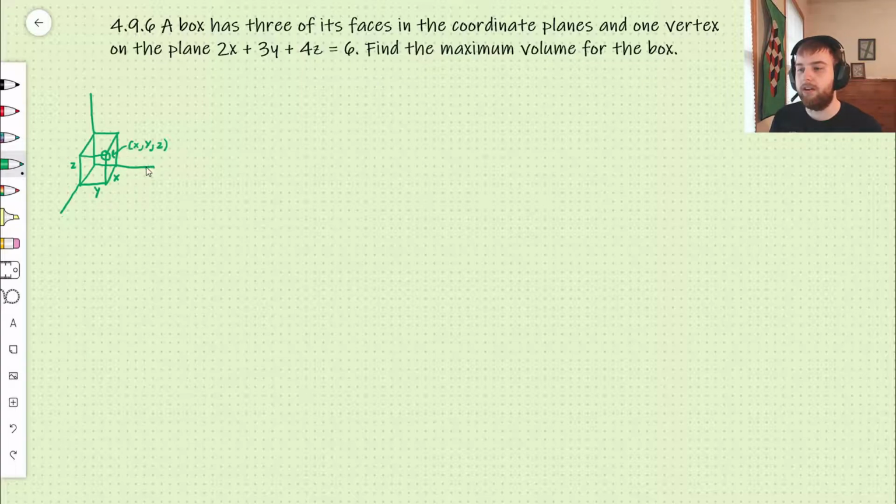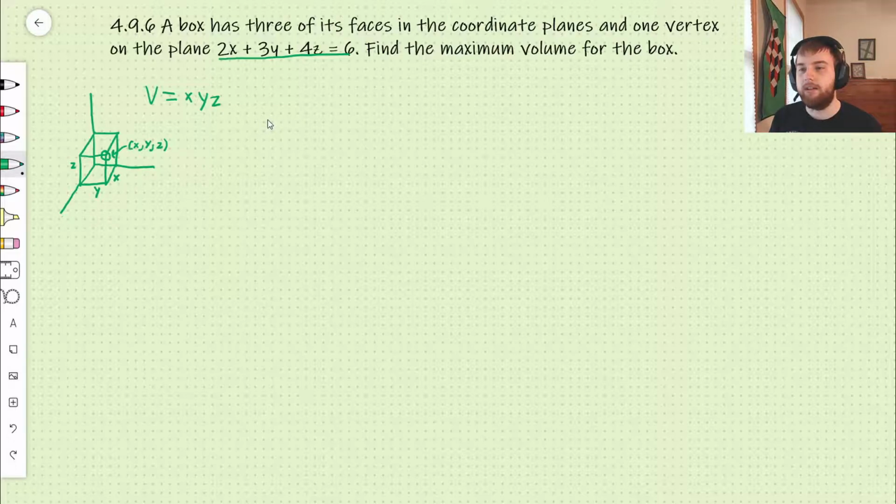So here's our box here. This face is in this coordinate plane, that face is in that coordinate plane, and the same with the back one there. Then it has one vertex that is off of all of those, which is this one, x, y, z. And you can see that the volume of this box is going to be x times y times z. With that and this here, we could solve this for one of the variables and substitute that into here, and then do our typical optimization thing from there.